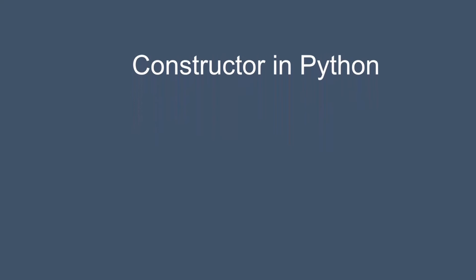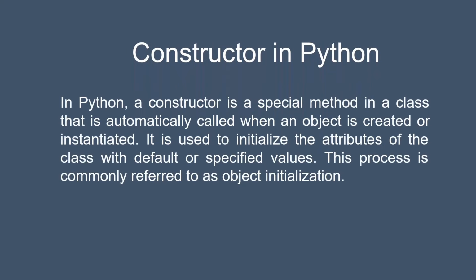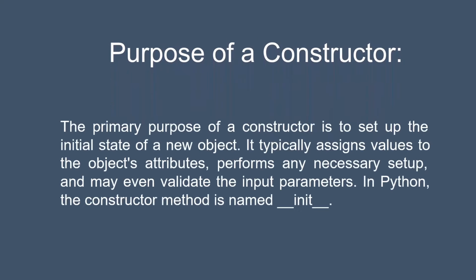Constructors in Python. In Python, a constructor is a special method in a class that is automatically called when an object is created or instantiated. It is used to initialize the attributes of the class with default or specified values. This process is commonly referred to as object initialization. Here's a more detailed look at Python constructors.